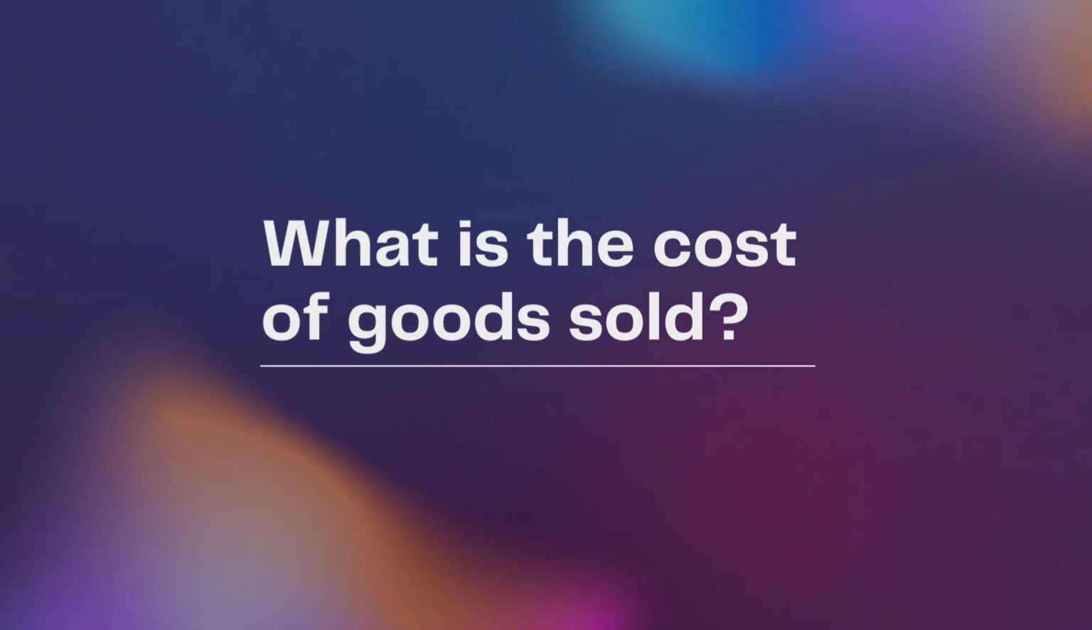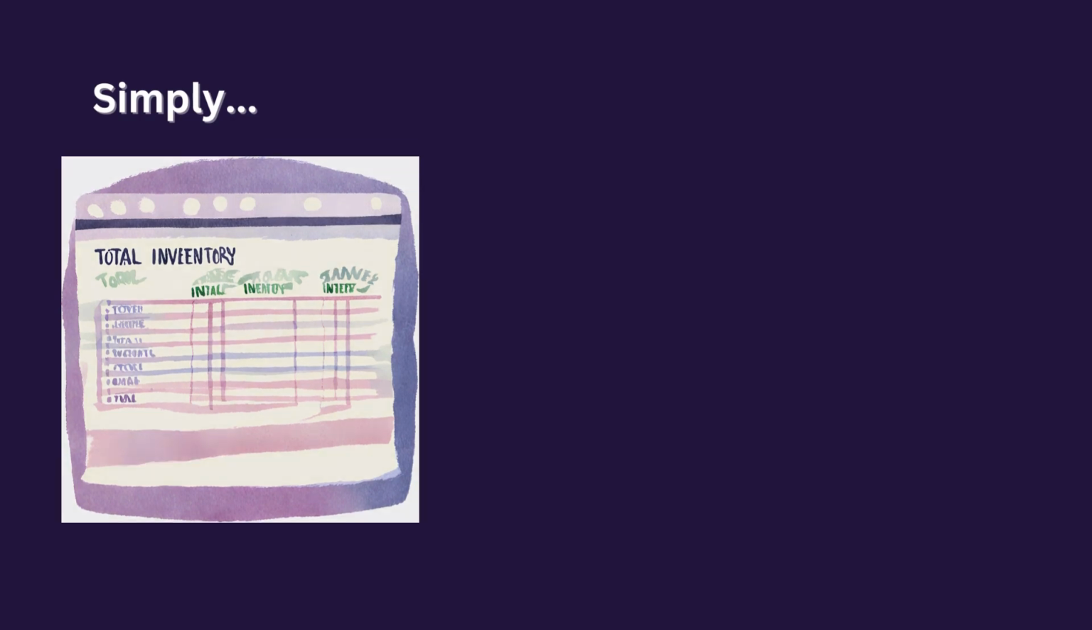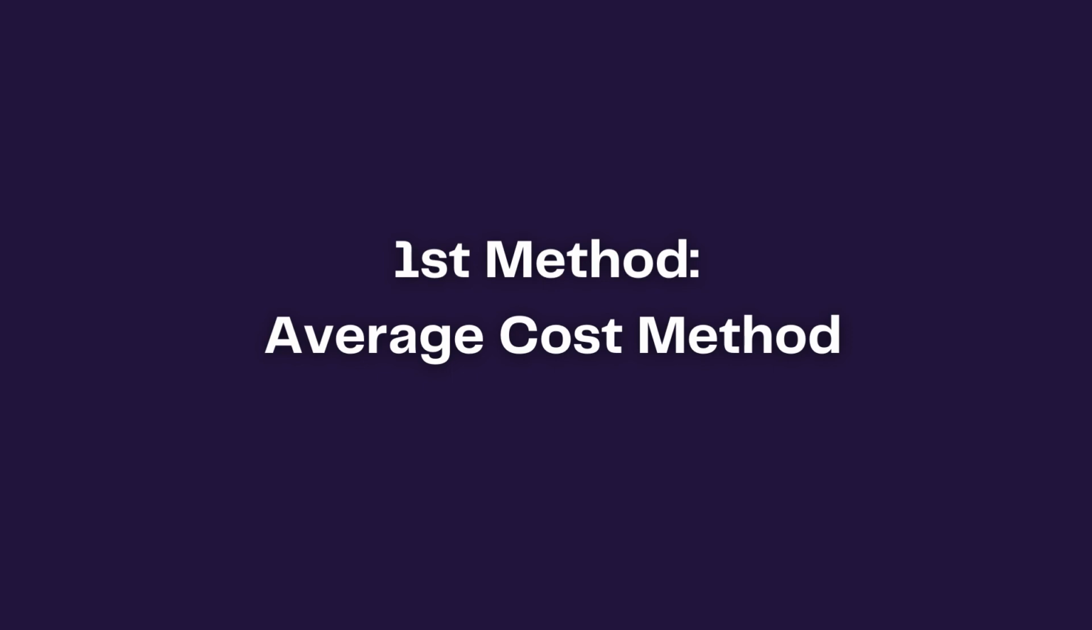What are the costs of goods sold? Simply, they're just the total cost of the inventory that a company sells during a period of time. Now let's start with the first method, the average cost method.